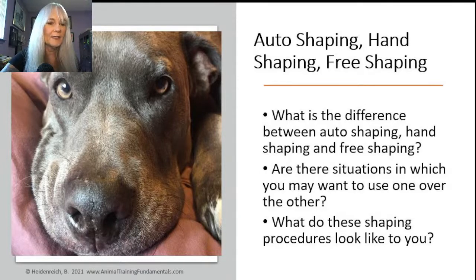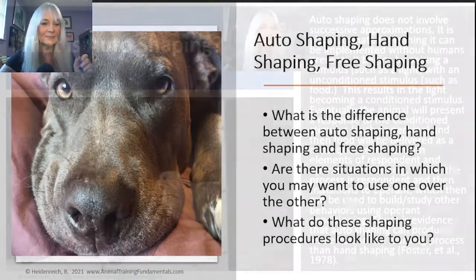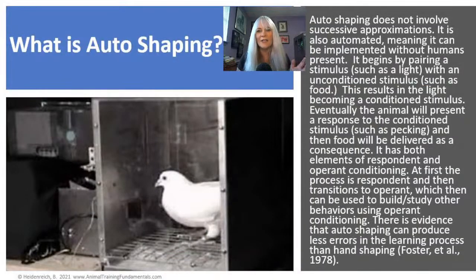But I thought we'll go ahead and get into what is auto shaping, because I think it's a really interesting thing. So auto shaping doesn't actually involve successive approximations at all, and there's some really cool articles about this. I have this one here that is really about errorless learning, when you compare auto shaping versus successive approximations, and with hand shaping, which we'll get into in a minute here.